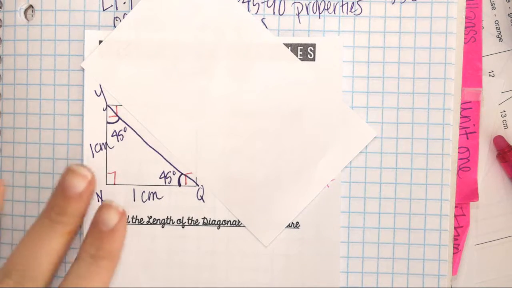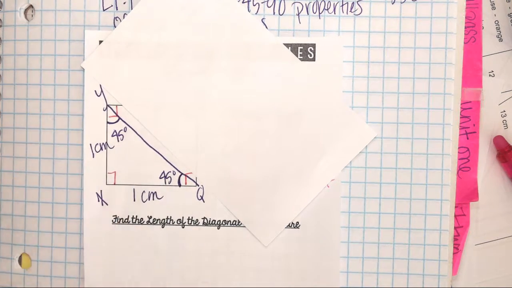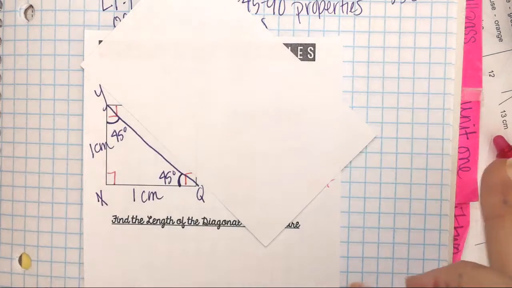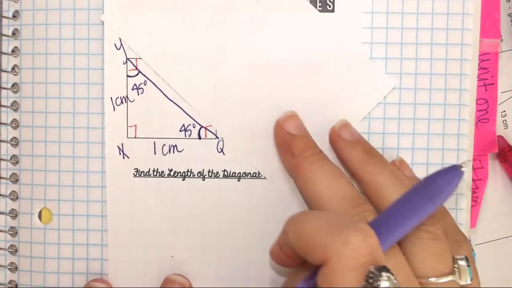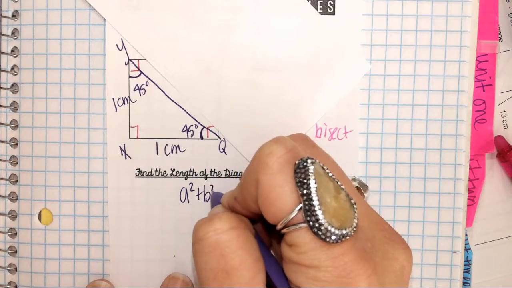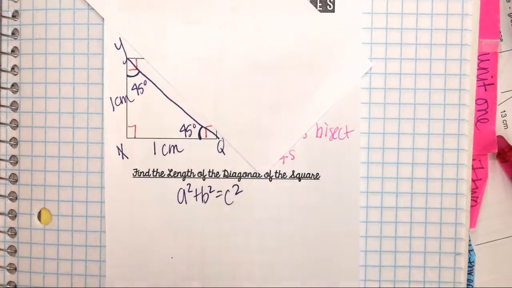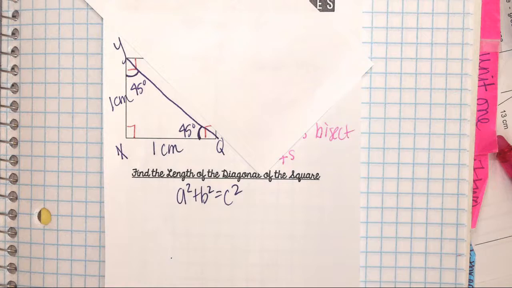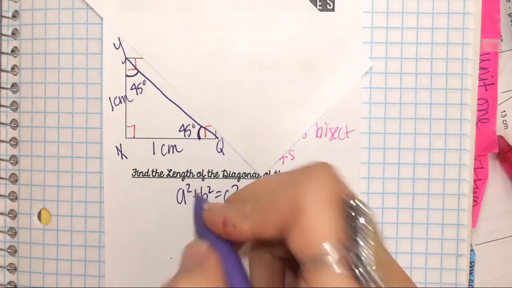Now, it is a right triangle. So what method would we use to find the missing side length? Pythagorean theorem. And what is the Pythagorean theorem? A squared plus B squared equals C squared. Now, do we know our C, or is that what we're trying to find? We're looking for the C. Good. We're looking for our hypotenuse.